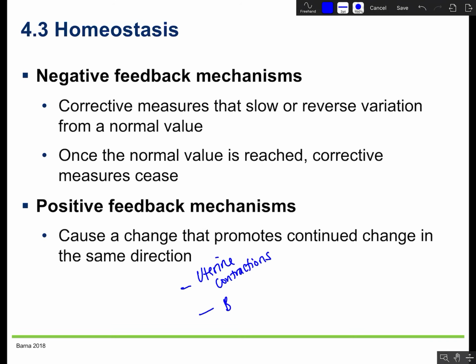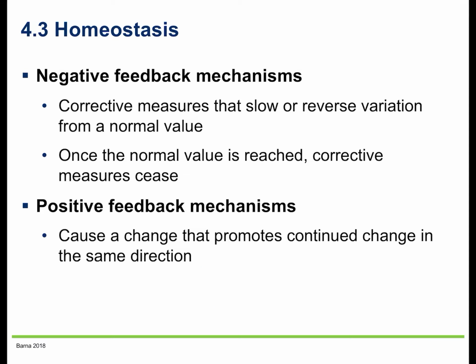Blood clotting is also another example of a positive feedback mechanism. You shouldn't be blood clotting all the time, but there are times when you have tissue injury and you do need to have blood clotting. So most of the body works to maintain normalcy through negative feedback mechanisms. There are times when we do need positive, but not always. And that is it for Chapter 4.